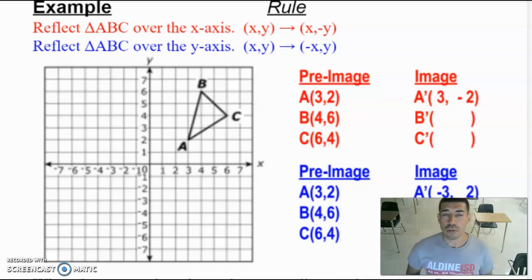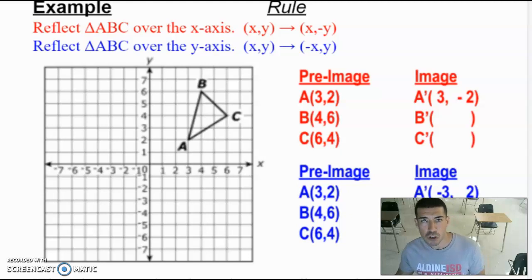Okay, class. So today we will continue with transformations. The type of transformation that I will be working on today is called a reflection. The best example of a reflection is when you look at yourself in the mirror. That's a reflection.